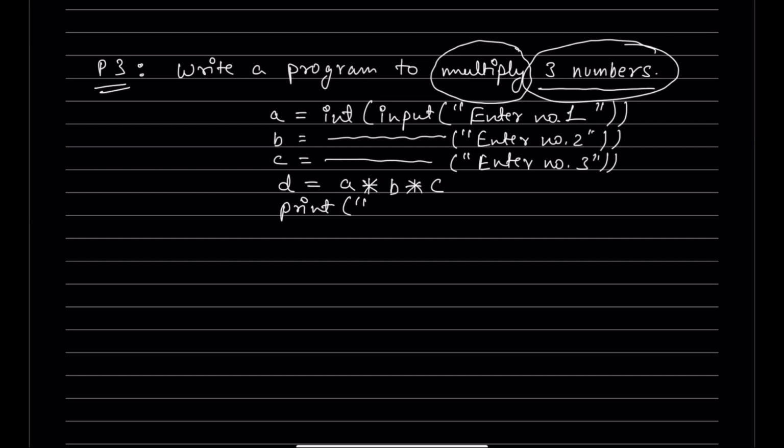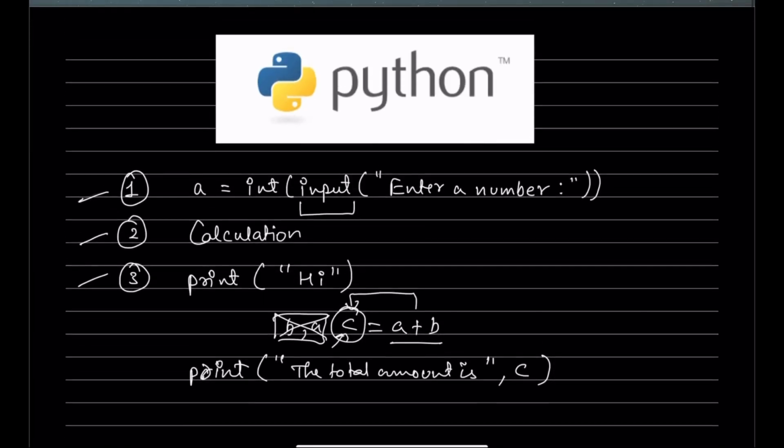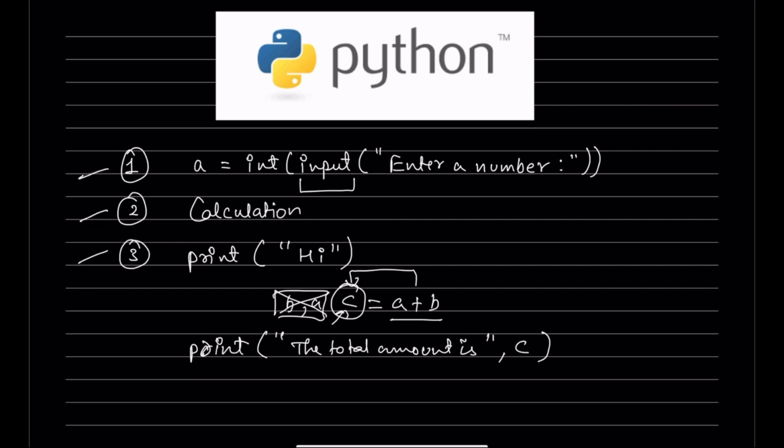Here I will mention a sentence like the result is, and after using the comma sign, I can mention the variable which contains the result of multiplication, and I can close the bracket, and we are done with the program. So that's all related to the basics of Python programming. We can create a simple sequential program in Python. Thank you.